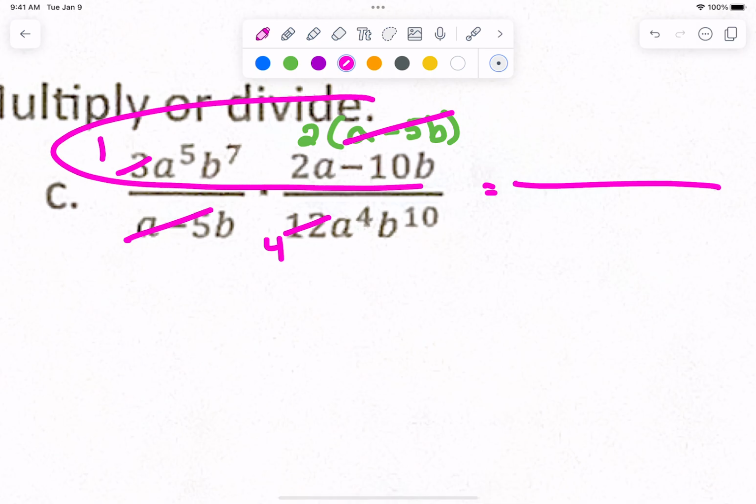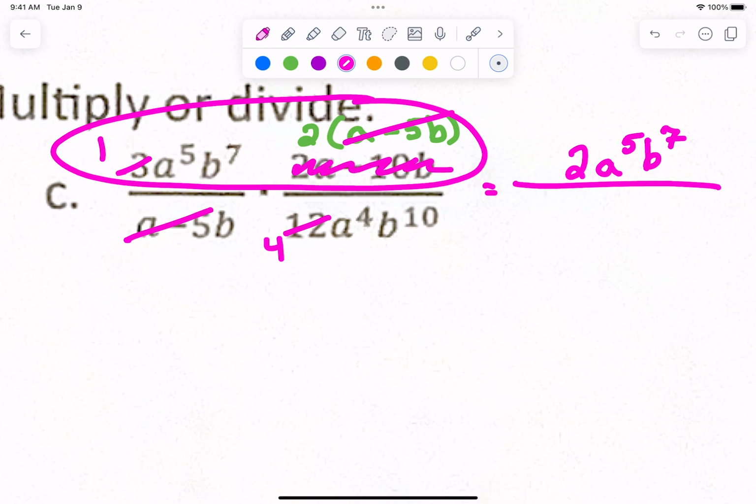So let's write what we have left on the top. What do we have left on the top? 1 times 2 is 2. What else? Wait, how do we have a 2 there? Oh, we took a 2 out. 2A to the 5th, B to the 7th. This is not there anymore. Right? Okay, on the bottom, what do we have on the bottom?